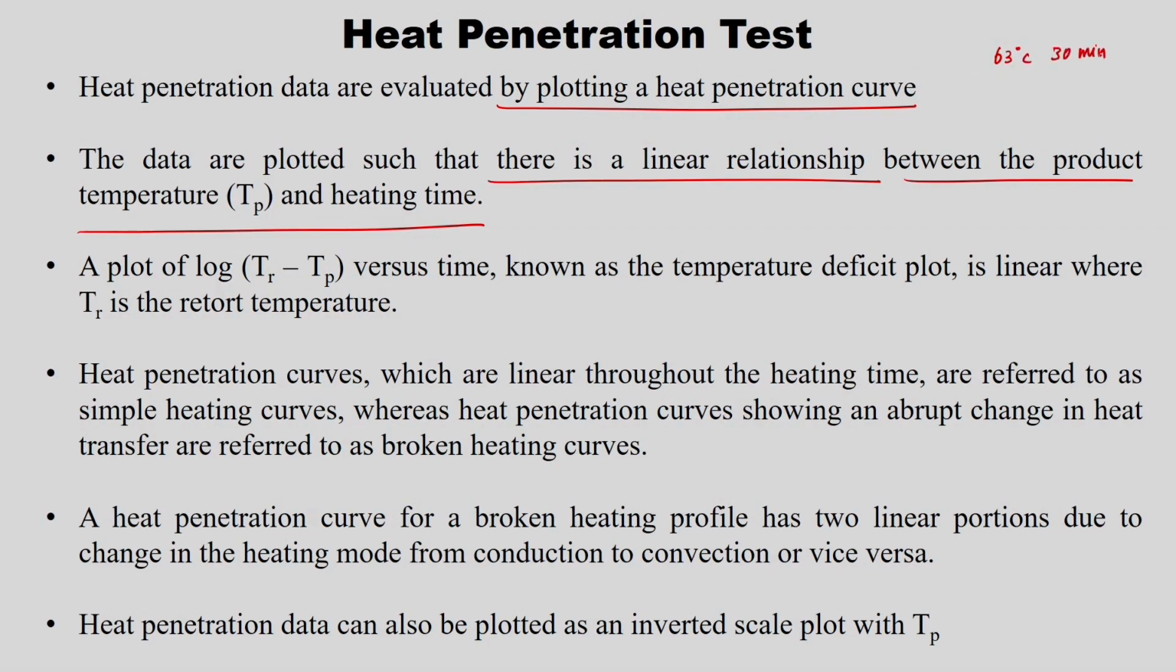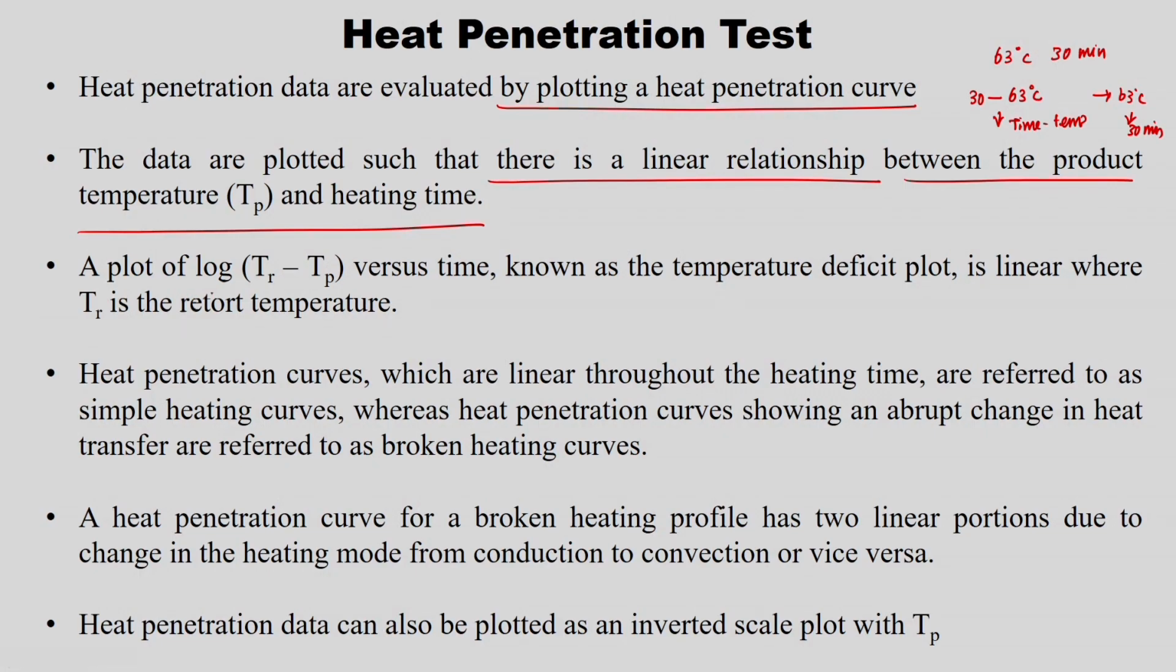So, first I need to heat my product temperature to 63 degrees centigrade. So, this involves the time temperature combination, right. Then after that I will hold it at 63 degrees for 30 minutes, right. So, this talks about how my product temperature varies with the heating time.